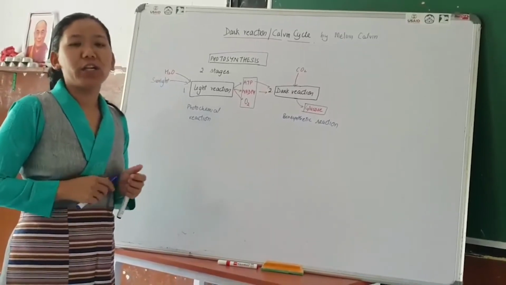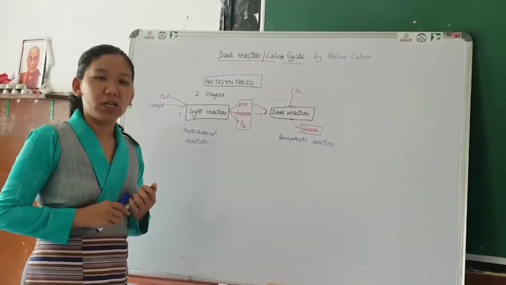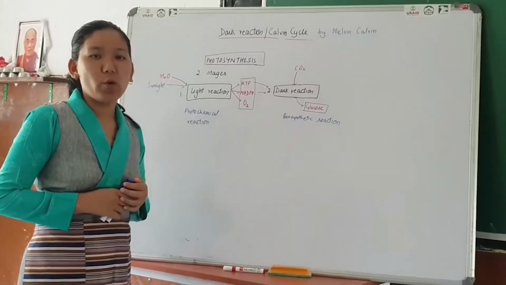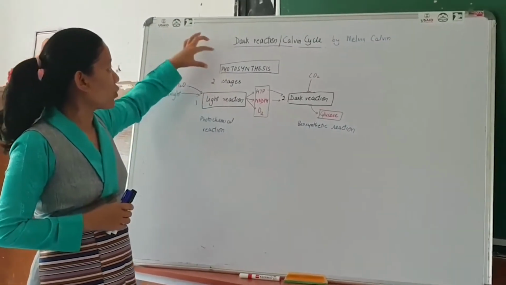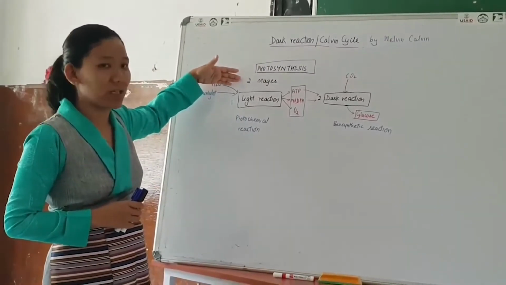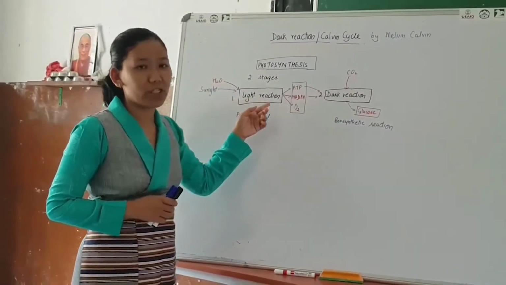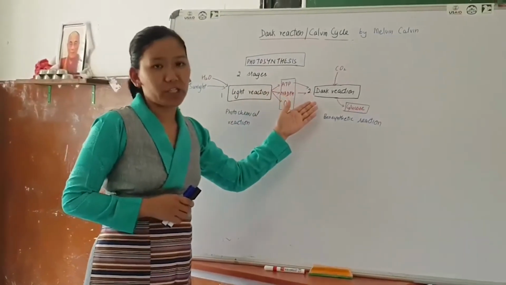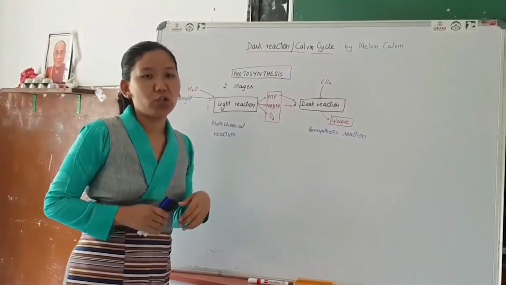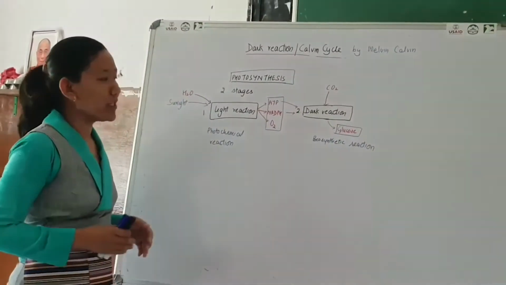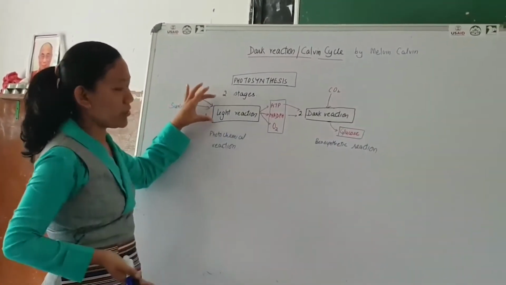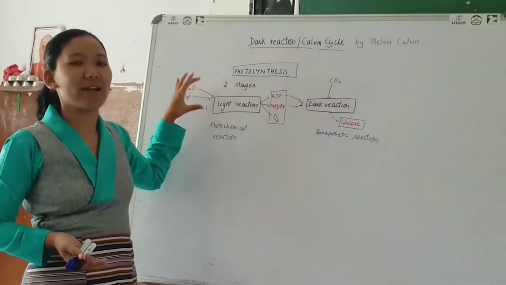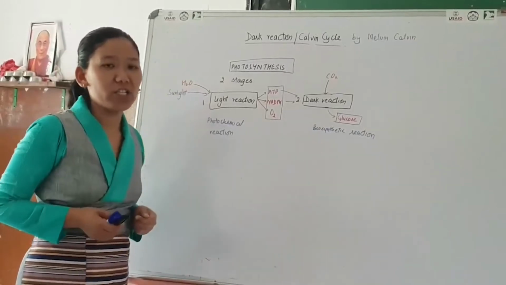Okay. So in the earlier classes, we have discussed the overall process of photosynthesis, wherein photosynthesis occurs in two stages. The first stage is the light reaction or light dependent reaction, followed by the dark reaction or light independent reaction. In an earlier class, we also discussed in detail this light reaction.